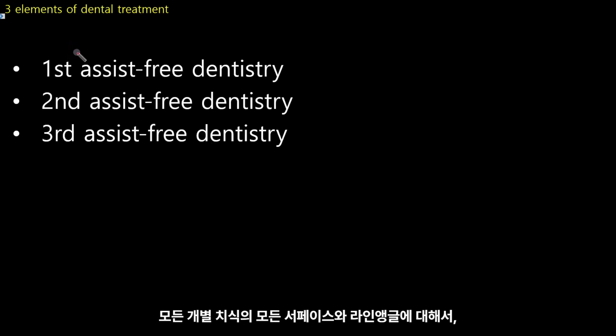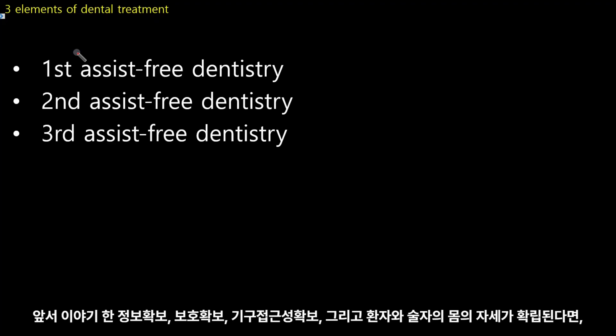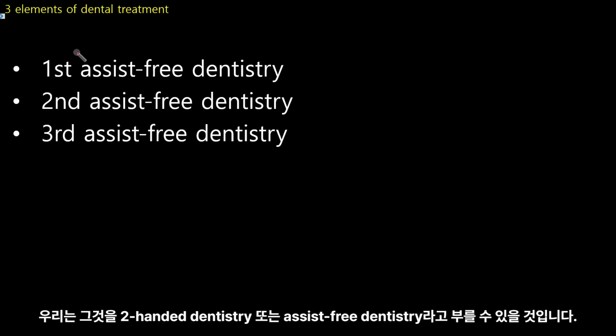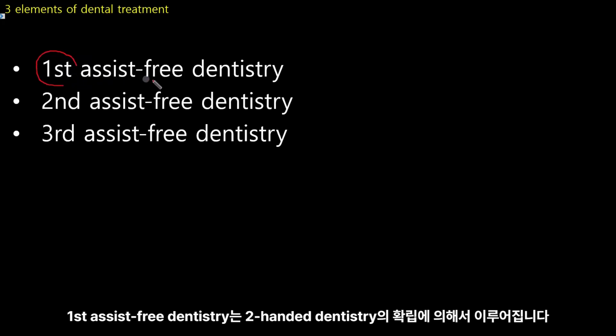If we can secure the necessary information, protection, and instrument accessibility, and establish proper posture for both the patient and the dentist, without the first assistant's help, for every surface and line angle of each individual tooth, then we can refer to this as two-handed dentistry or assist-free dentistry. First, assist-free dentistry is accomplished through the implementation of two-handed dentistry.